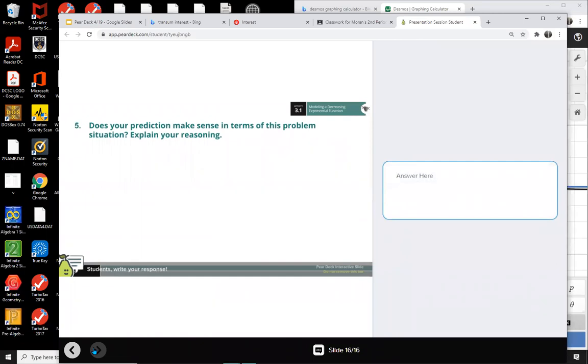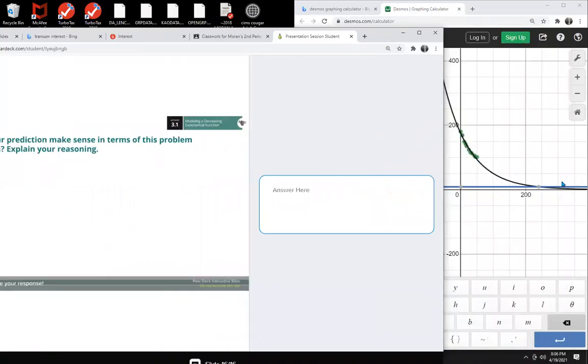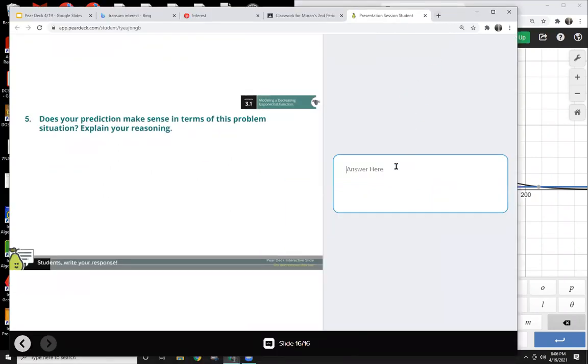Does your prediction make sense in terms of this problem situation? It doesn't make sense unless you were in a place that was super freezing cold, where the temperature would actually get that cold. If it's room temperature, it would be like 70 degrees. That's kind of where the water would start leveling out. So it doesn't make sense unless you put the tea in the freezer, and I don't think that was the point. So it does not make sense unless you are putting the tea in the freezer.